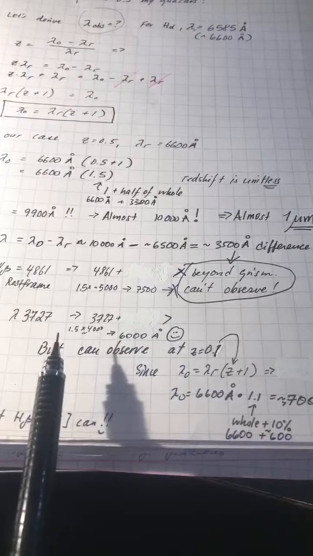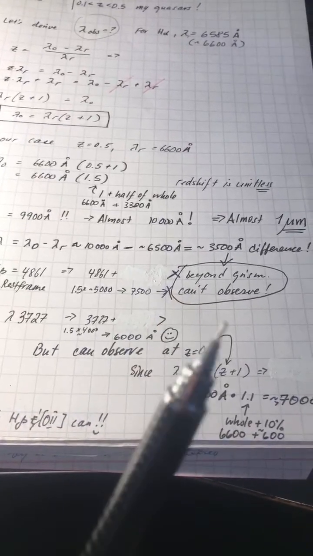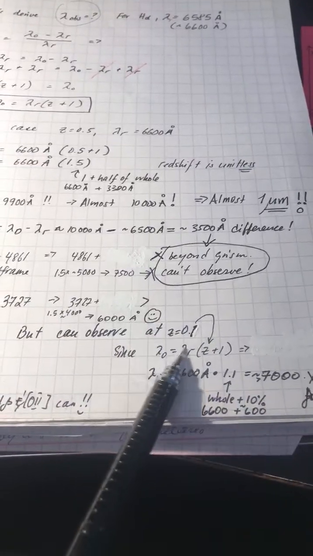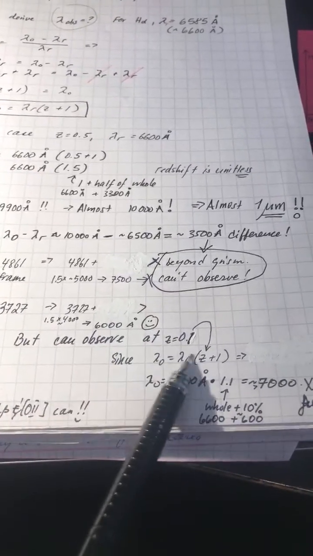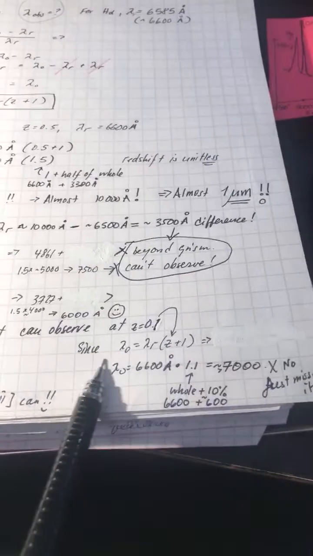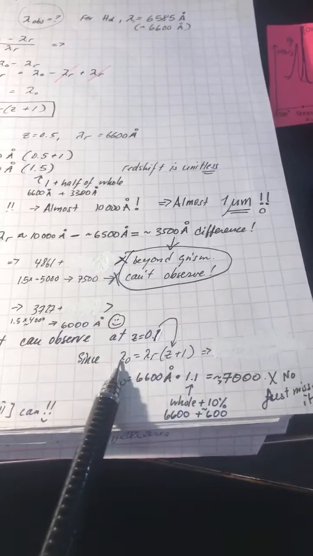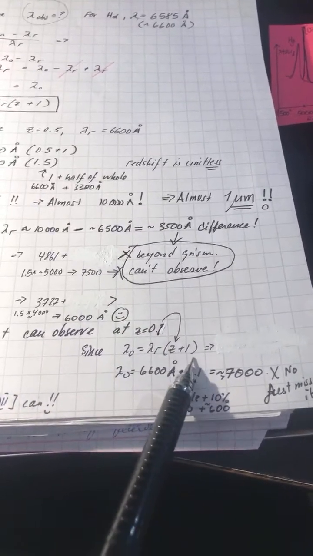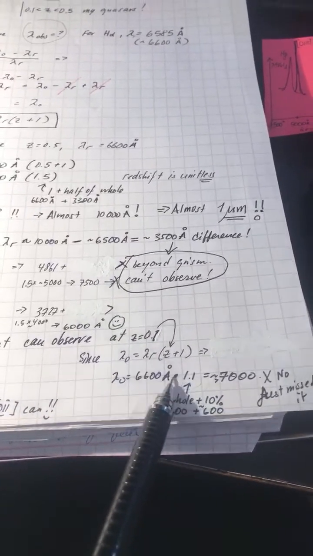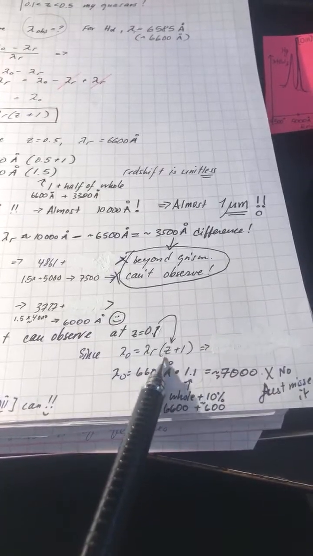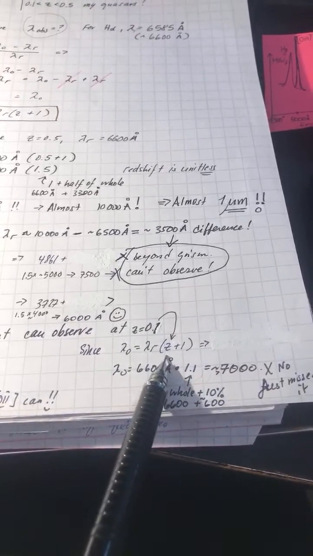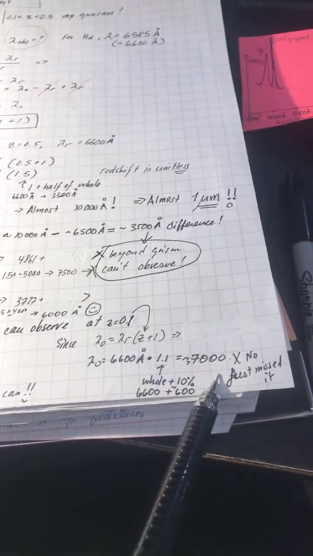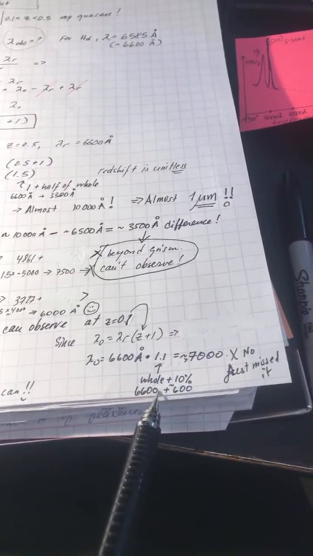However, we can observe quasars maybe not at 0.5, but at 0.1 maybe. But can we observe at z equals 0.1? Since this is our formula that we derived, if we plug in 1.1 instead of 1.5, z plus 1, z is 0.1 right now, so it becomes 1.1 here. This term we obtain, how do you calculate it in your head?